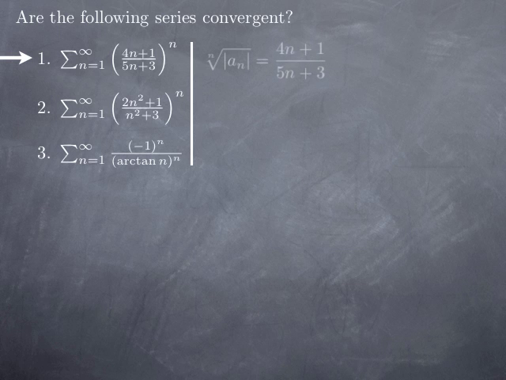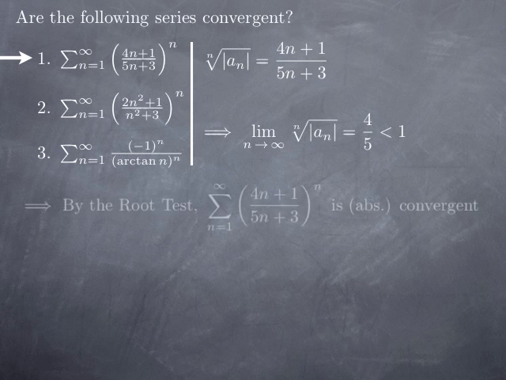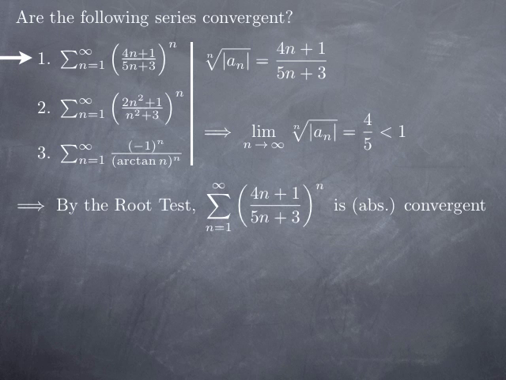So if I take the nth root of the general term in the first example, what I get is what is under the power n, specifically (4n+1)/(5n+3). And what we're interested in is the limit of this when n goes to infinity. In this case, I have a quotient of 2 polynomials of degree 1 in n, so the limit is the quotient of the leading coefficients, 4/5, which is less than 1. So we can conclude by the root test that this series is convergent.